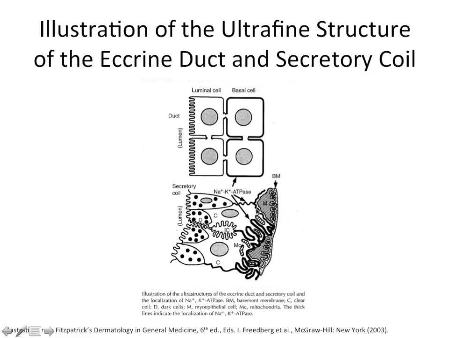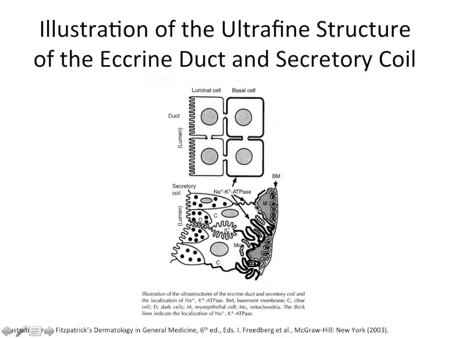Another thing that you'll notice is that you have these little illustrations here that look like these elongated structures. These are supposed to be mitochondria, and it's showing that the clear cells have a lot of mitochondria in them, so they're very metabolically active, and that stands to reason because they're secreting so much sweat.